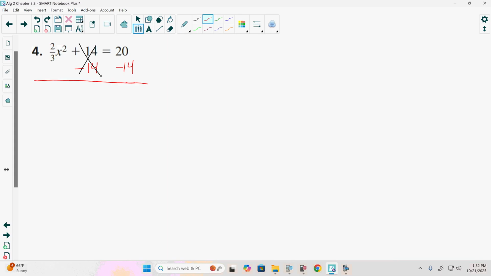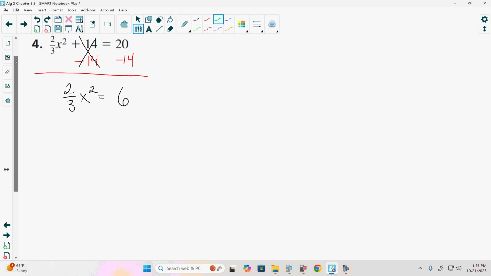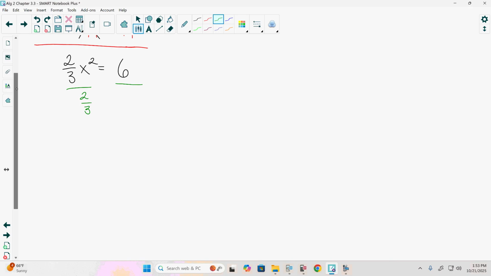Now on the left side, our positive 14 minus 14 is going to 0. So that leaves us with 2/3 x squared equals, well, 20 minus 14 is indeed 6. Is the x squared term by itself? Well, no, it has the 2/3 with it. So how would we simplify the 2/3? We would divide both sides by 2/3. Now 2/3 x squared divided by 2/3 is going to be x squared, because anything divided by itself is 1.